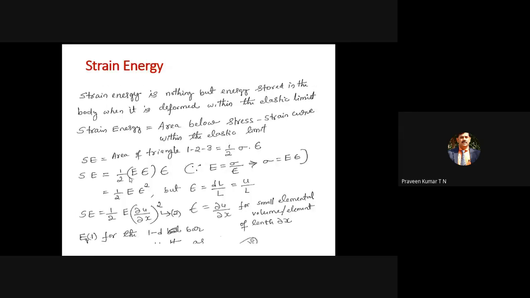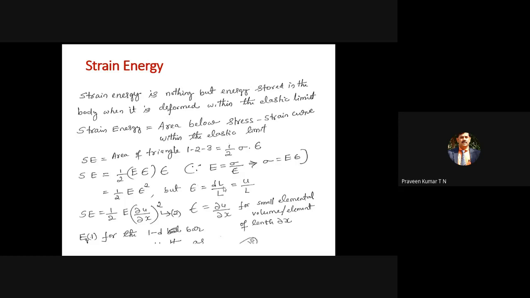That equation you are slightly modifying. We are finding the strain energy, which is, as already explained, the area of the triangle, half into sigma into epsilon. That sigma is replaced by E into epsilon. Once you do that, we get half into E into epsilon square.